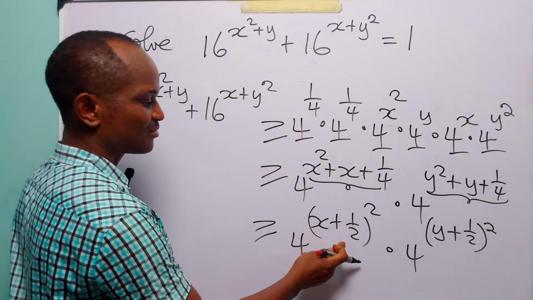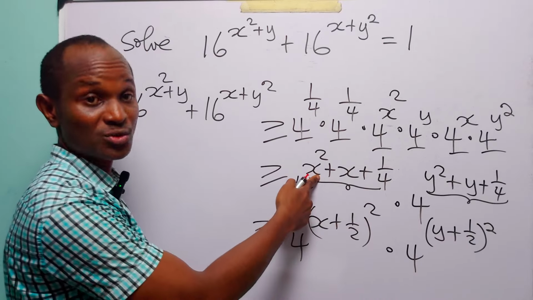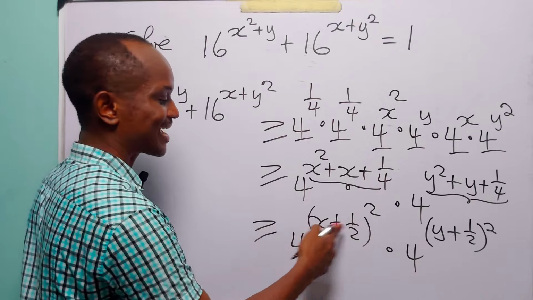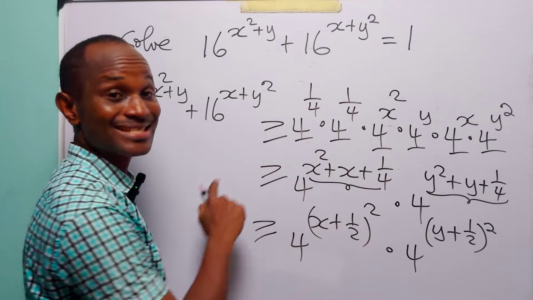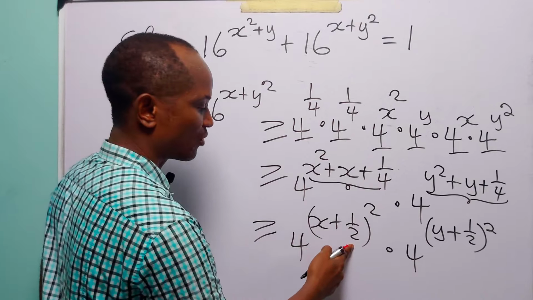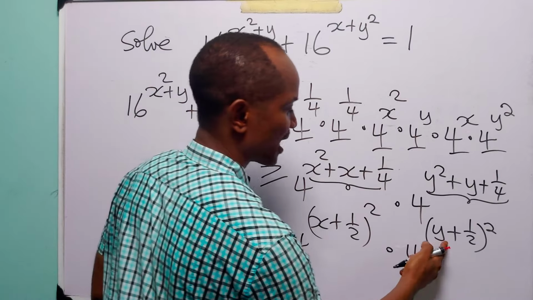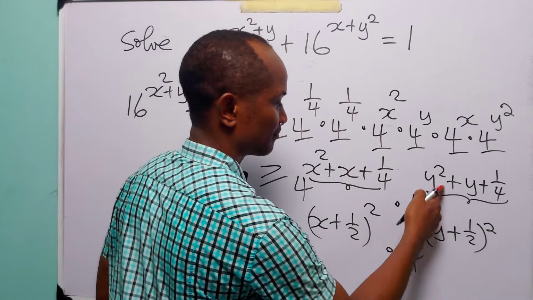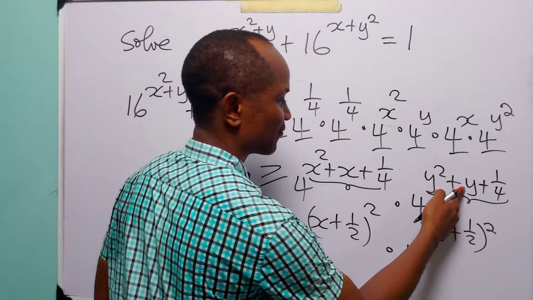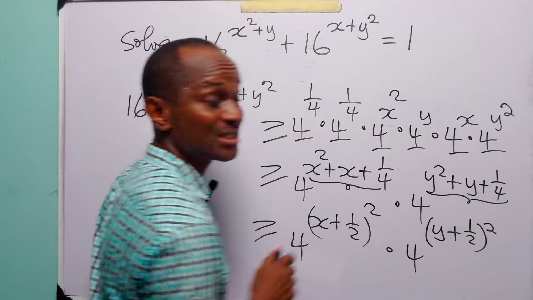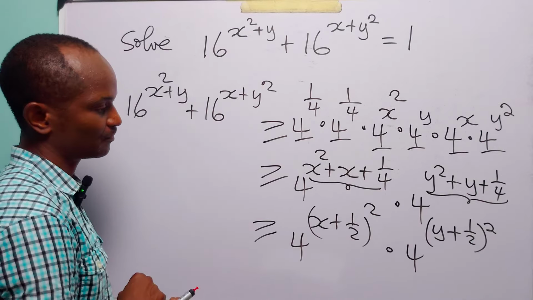Because to expand this bracket, we have x squared, which is what we have here, 2 times x times half, which is x, and 1 over 2 squared, which is 1 over 4. And exactly in the same way, we have y squared, 2 times y times half, and 1 over 2 squared, which is 1 over 4.